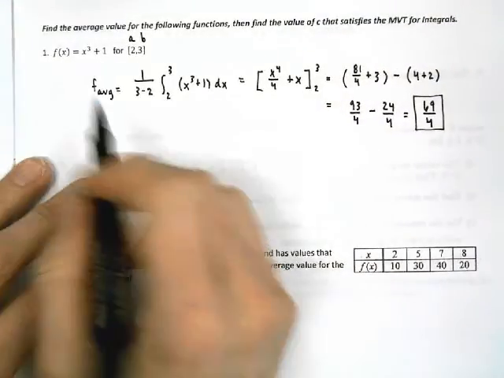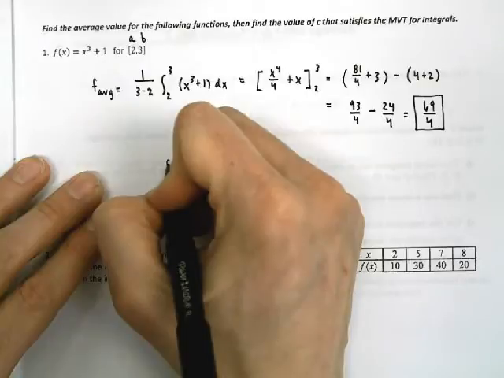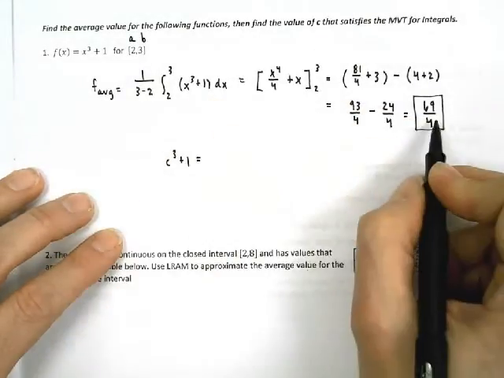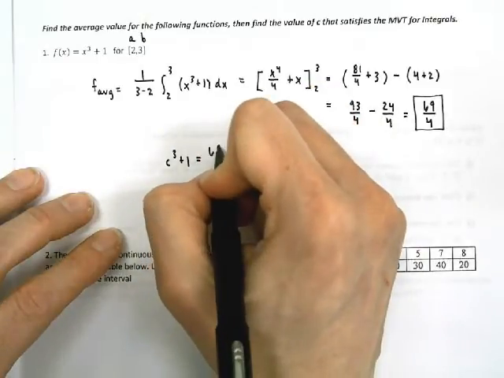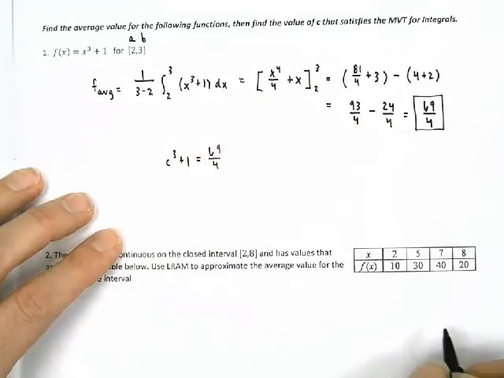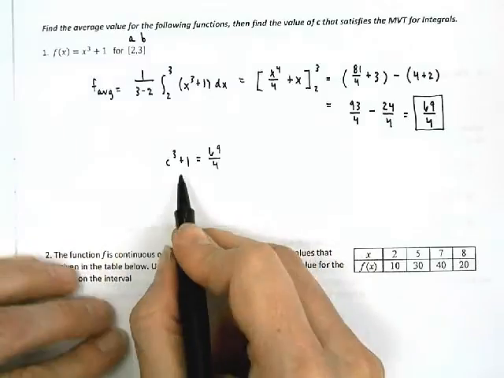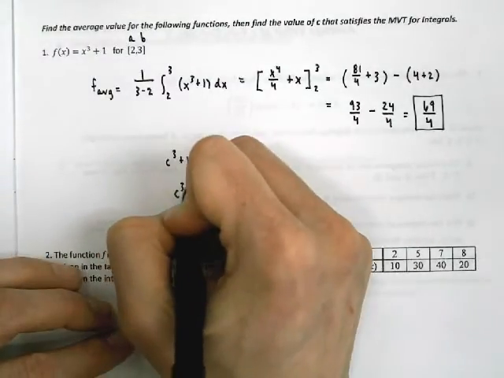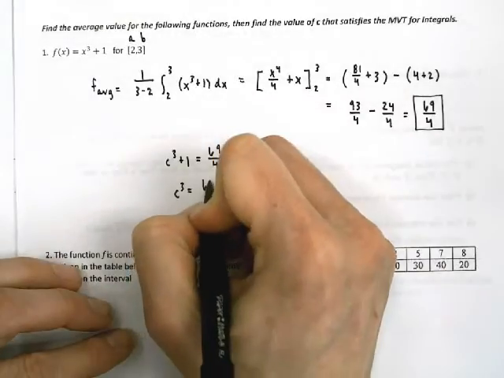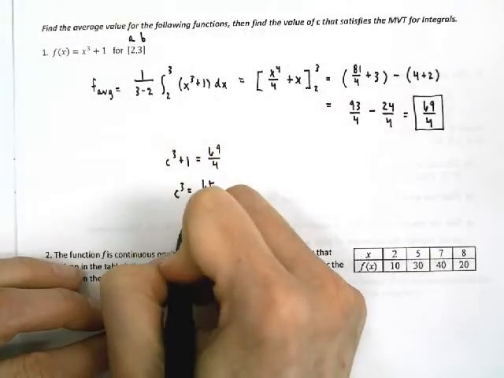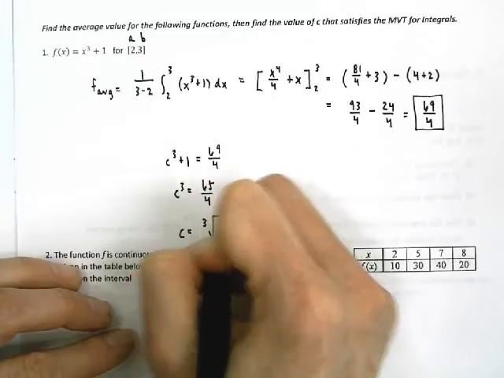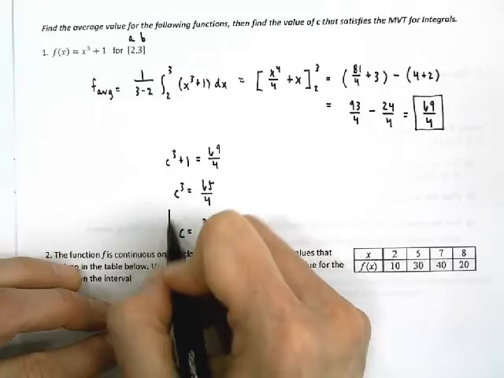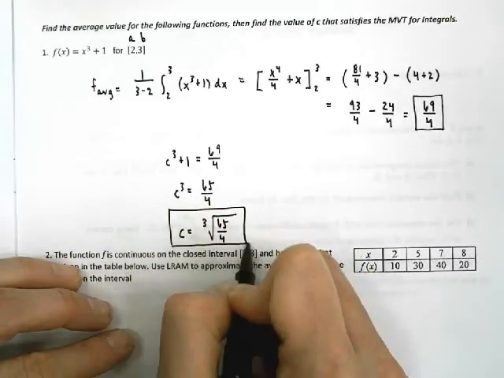So now we want to know, where is our function, c cubed plus 1, equal to our average value of 69 over 4? If I subtract 1 from both sides, that's the same as subtracting 4 over 4. So I get c cubed equals 65 over 4. So c is the cube root of 65 over 4. And that's our answer.